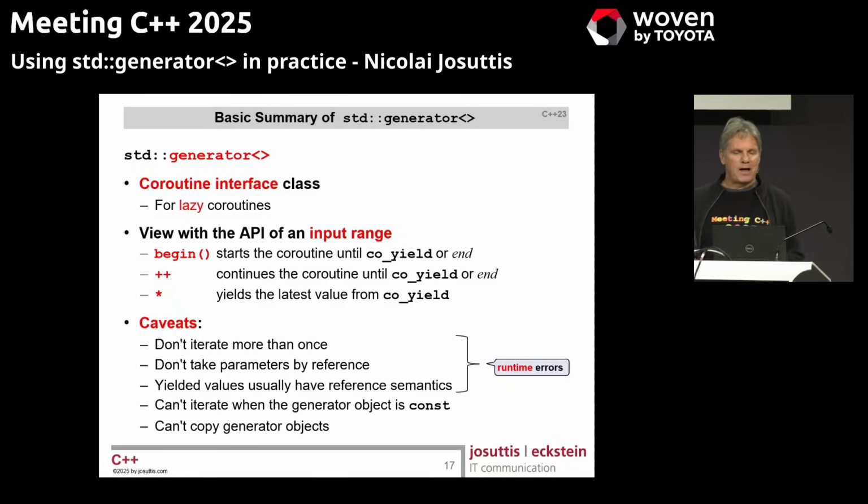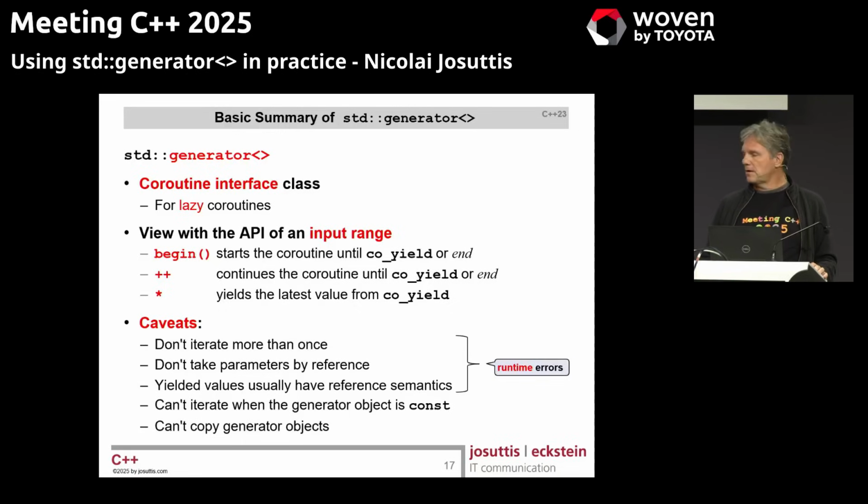So don't take parameters by reference. We come to that in a moment. Then yielded values usually have reference semantics and are only valid while the coroutine is suspended. When you resume it again, you should have made your own copy of that value. And then you cannot iterate when the coroutine object is const, and you cannot copy coroutine generator objects.